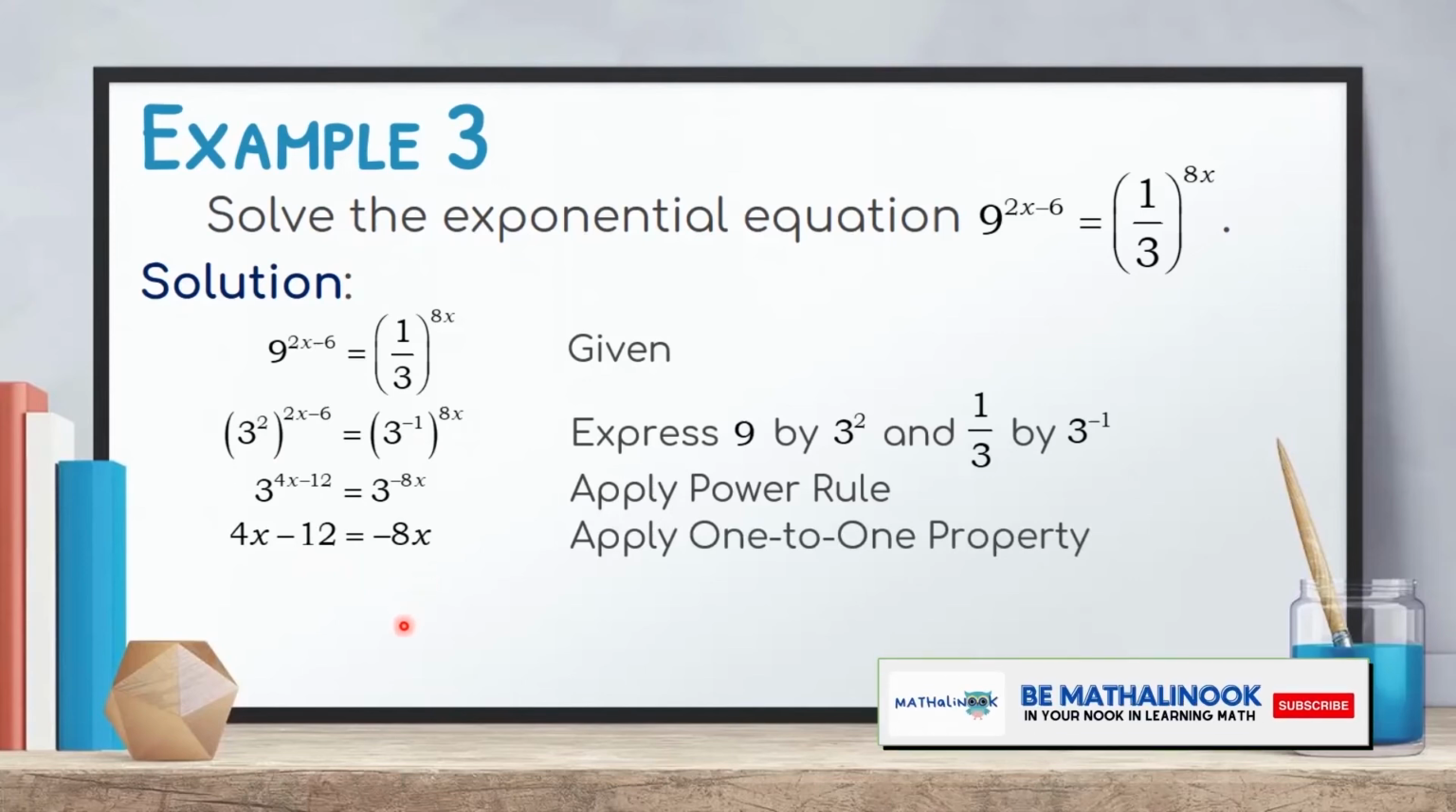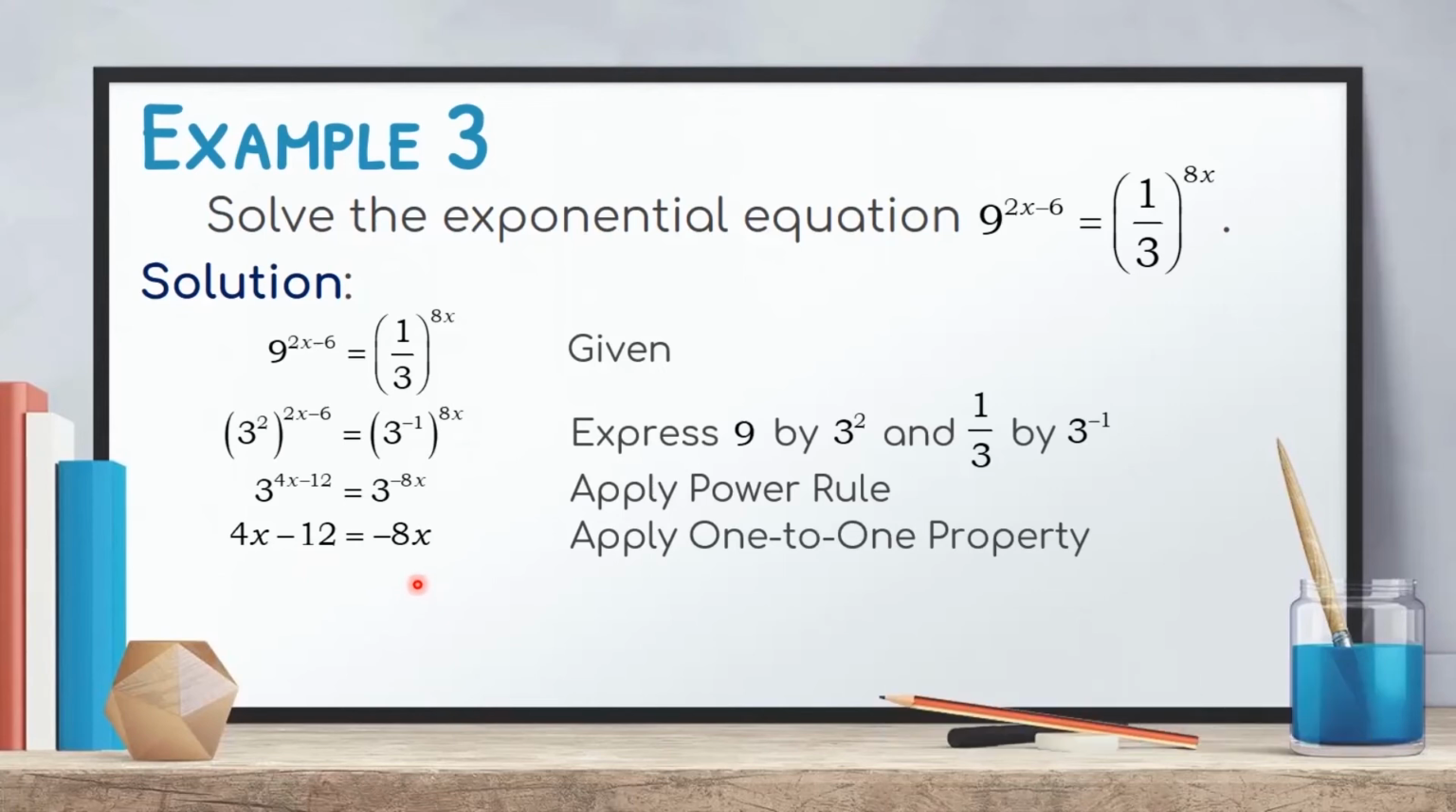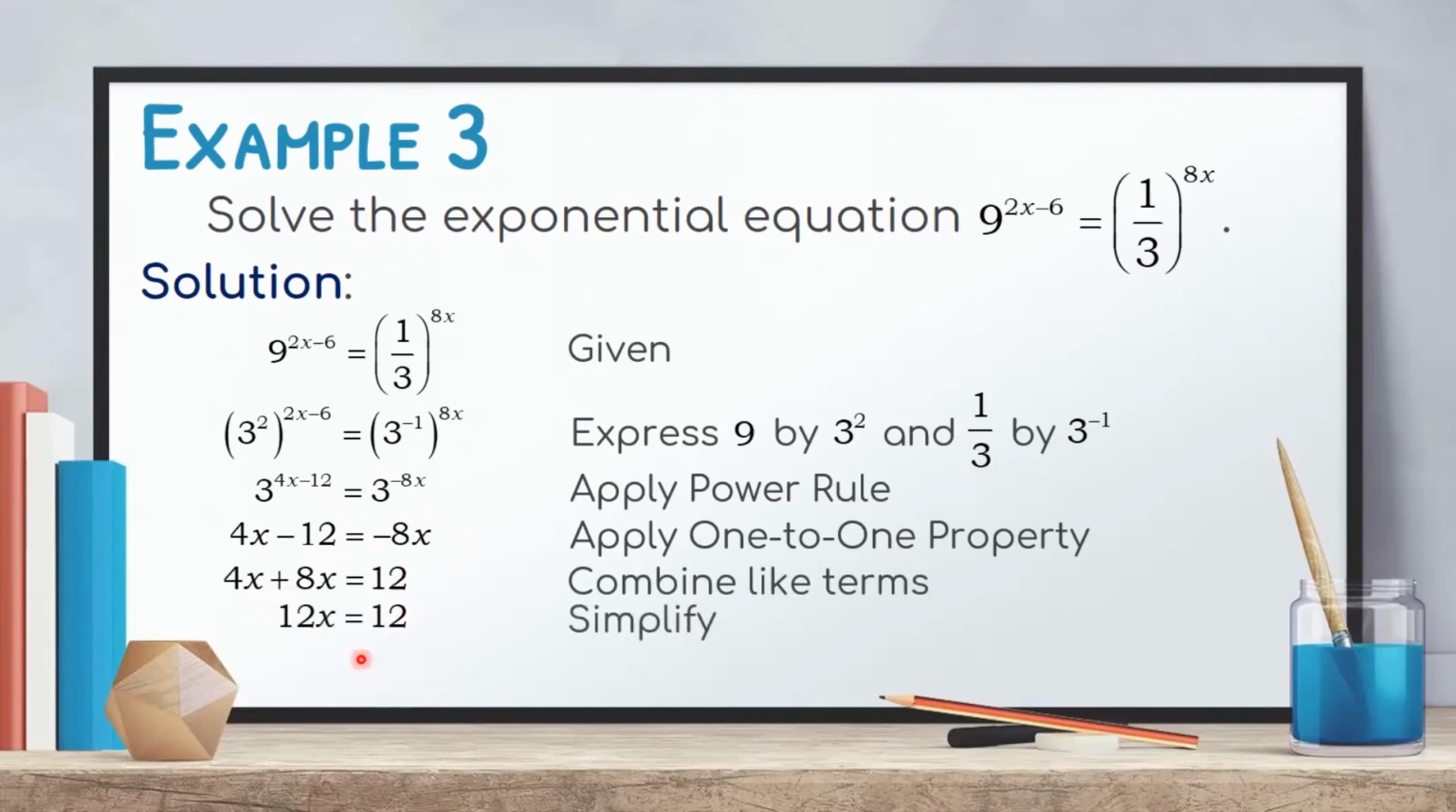In solving for the value of x, we need to combine like terms. So we will be writing negative 8x on the left side and negative 12 on the right side, resulting in 4x plus 8x equals 12. 4x plus 8x is equal to 12x, and copy equals 12. To solve for the value of x, we need to divide both sides of the equation by 12. So therefore, the value of x will be 1.